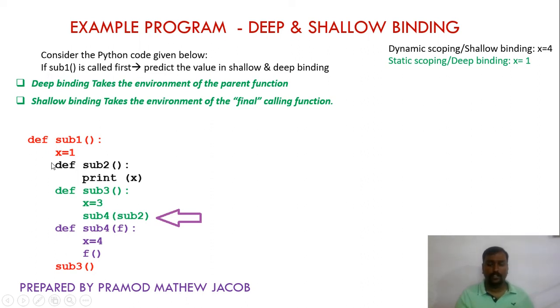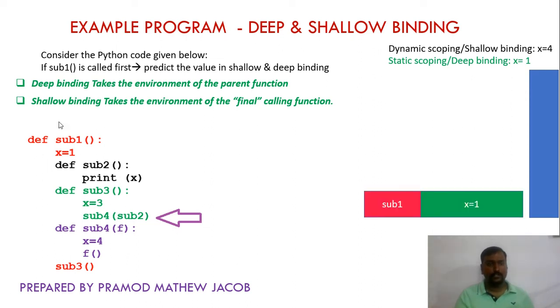So the sub1 function is called first. There is no global variables. So inside sub1 we are declaring x as 1. So inside the sub1 stack frame or the activation record, we have initialized the value of x as 1. And these three are function definitions. So these three are skipped. So the first function called is sub3.